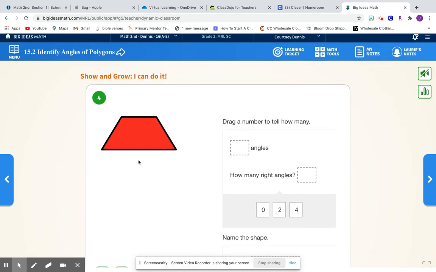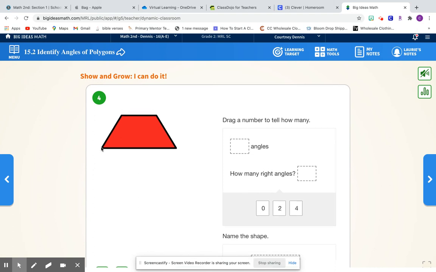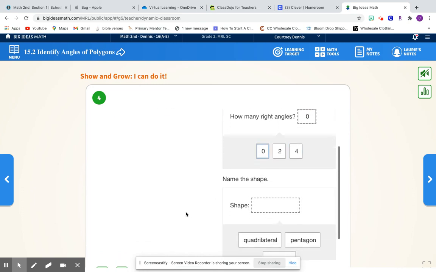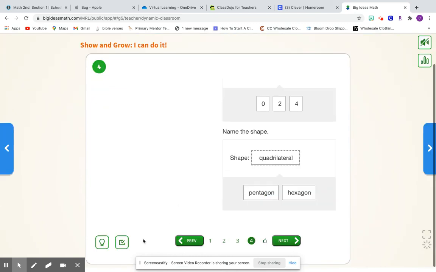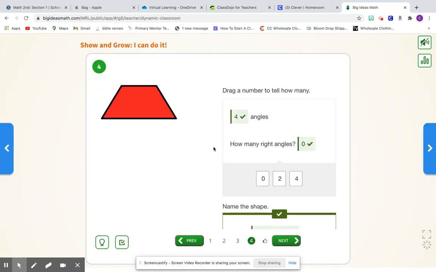All right, this one is another four-sided object. It is not a rectangle or square, but it does have four angles. But none of these angles are right angles. But it is still a quadrilateral. Let's check our answers.